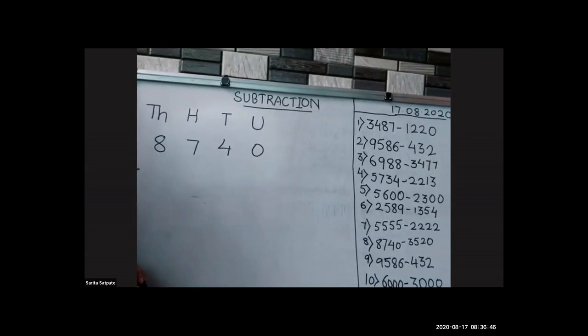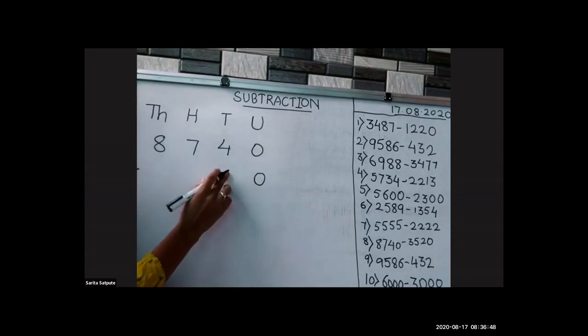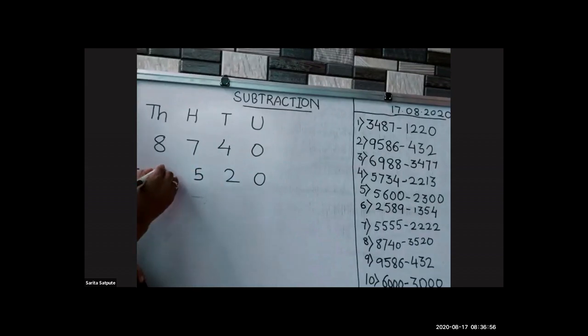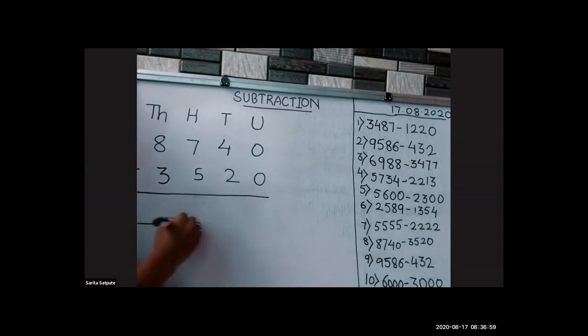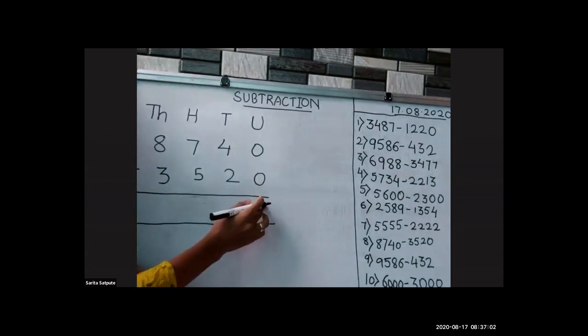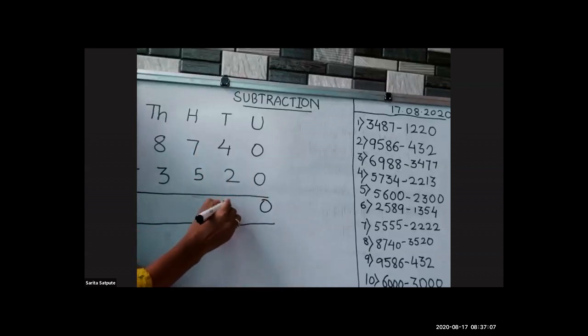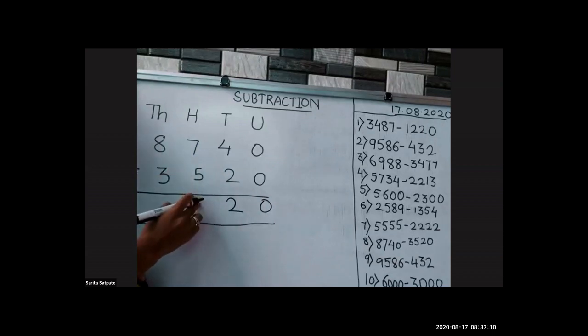0. Okay. Here 2. Very good. And here 5. And here 3. Very good. Now, tell me the answer. 0 minus 0, 0. Good. 4 minus 2, 2. Very good. 7 minus 5, 2. Very good. And 8 minus 3, 5. Now, any one of you please read the answer. What did we get here? 5,220. Very good.